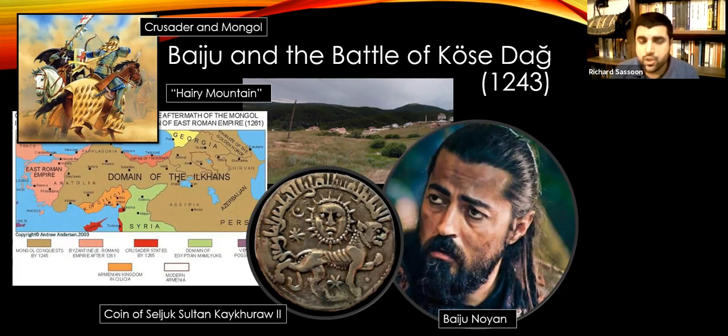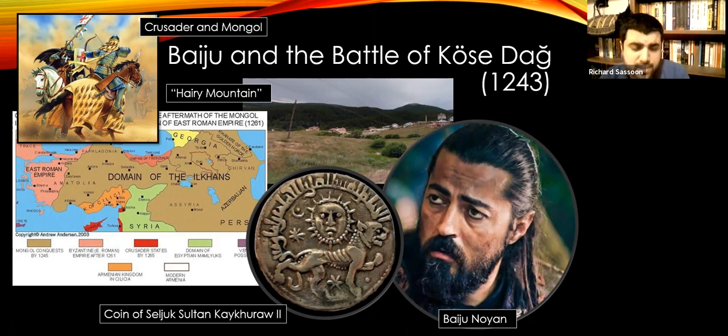Khosrow II, who was the new sultan of the Sultanate of Rum, believed that he could fight back against the Mongols, and so the Mongols made a fight at Köse Dağ, meaning Hairy Mountain, and you can actually see the picture in the center of that mountain forested with trees. That's why I got the term Hairy Mountain. This is not the exact mountain, but it's within a few kilometers of where the battle took place, and you can see how difficult it would have been for Mongols to fight in that territory. Nevertheless, Baiju Noyan was a very skilled commander, and he was able to go against the Seljuk Sultans.